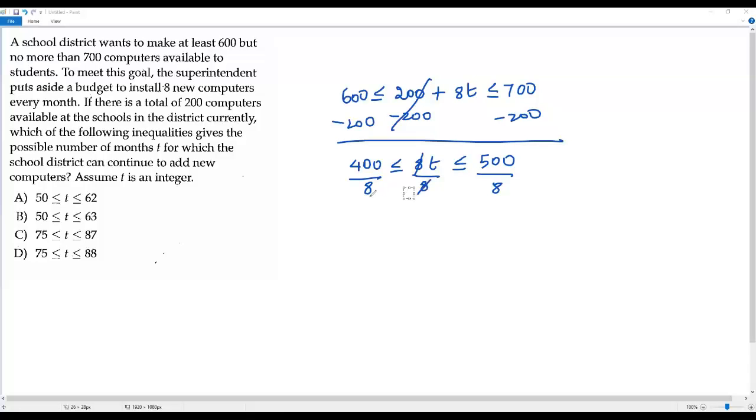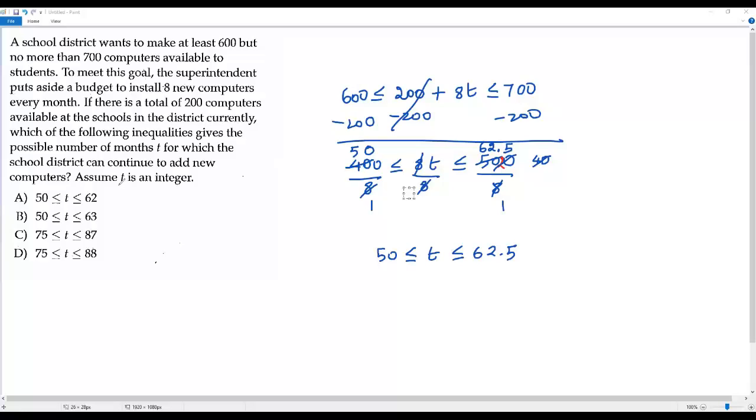So 8 will cancel out. 8 goes into 40 five times, and we have 0. And 8 goes into 50 six times. So 6 times 8 is 48. We have 2 left over. So 2 can be taken along with the next digit. It's 20. 8 goes into 20 twice, and we have 4 left. To divide this 4 by 8, we can put a decimal point over here. So add a 0. 8 goes into 40 five times, we get 62.5. So the inequality we get is 50 less than or equal to T less than or equal to 62.5.